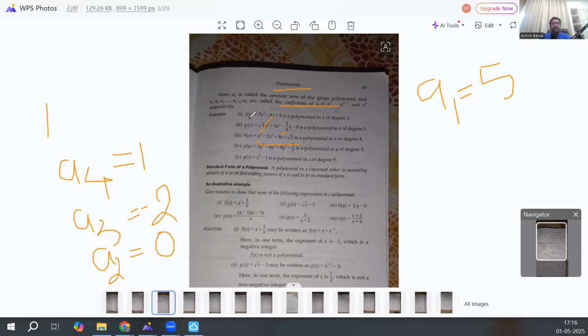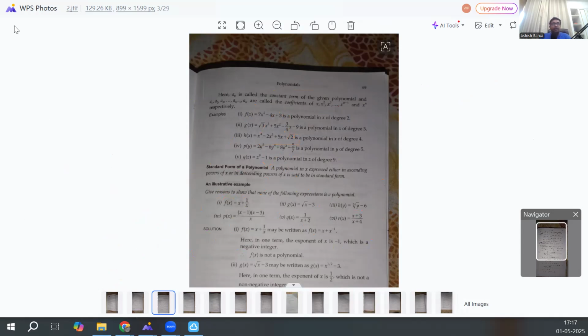Now the constant terms. In the first example, f(x) is equal to 7x square minus 4x plus 3, and the constant term is 3. In the second case, minus 9. In the third case, square root of 2. In the fourth case, minus 5 by 7. And in the fifth case, minus 1. All these are the constant terms. So constant terms and coefficients are clear to you.